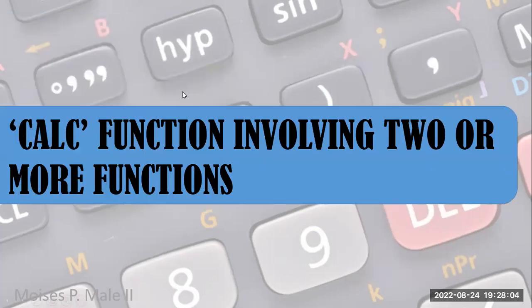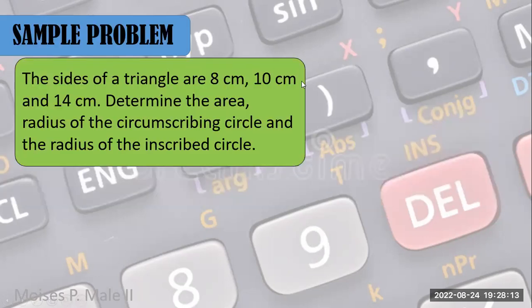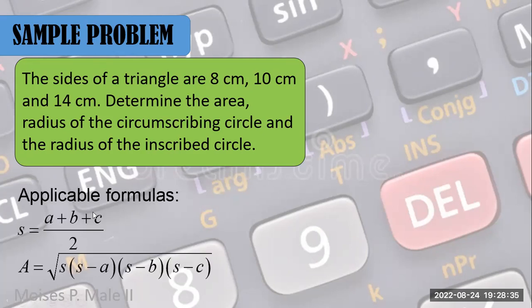How about this involving two functions? So calculate pa rin. So two functions. So combine mo. Okay, so let's try this. The sides of a triangle are 8, 10, and 14. Determine the area, radius, and circumscribing circle. So radius of circumscribing circle and radius of inscribed circle. So, hindi mo ito masusolve kung hindi mo alam yung formula. Ang importante, alam mo yung formula. Paano ba yung mga applicable formulas for that?